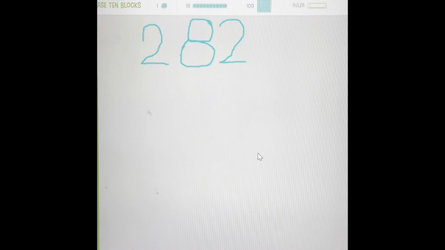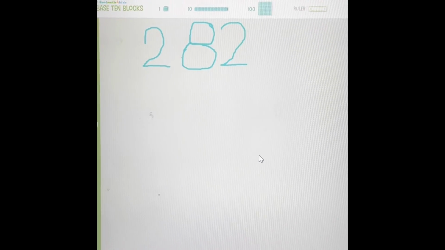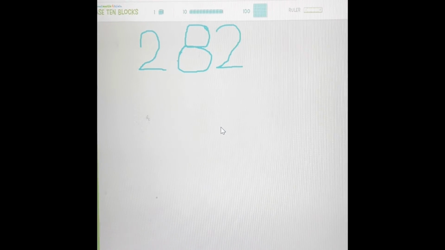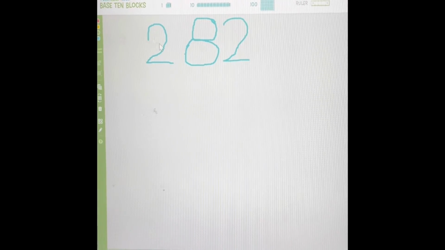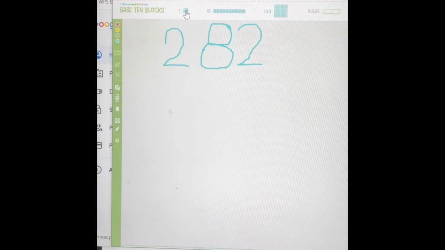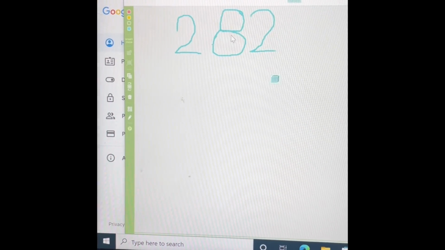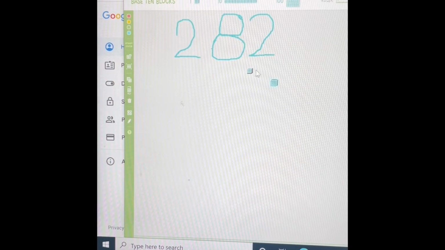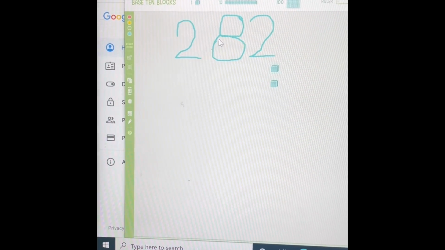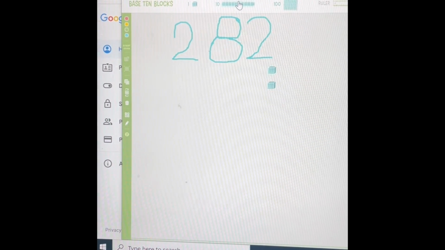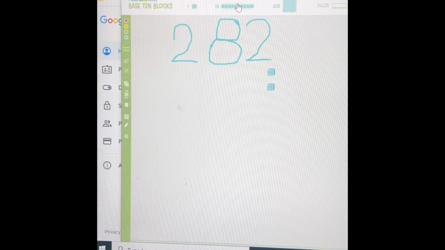All right, so now that we've identified the ones, tens, and hundreds place in the number 282, we're gonna do a visual representation. So there's 2 ones in the ones place, so I'm gonna bring down 2 ones. 1, 2. There are 8 tens, so I'm going to bring down 8 tens, and I'm going to count by 10 as I do that.